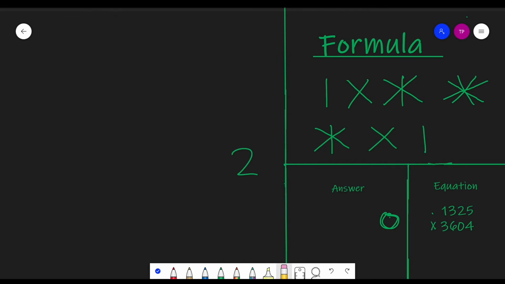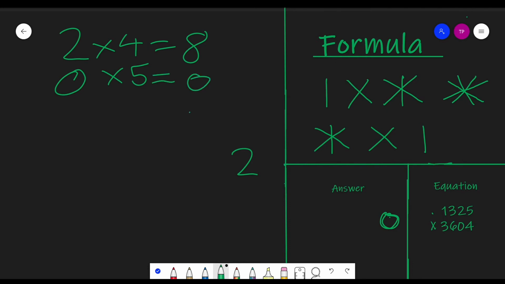And next step is gonna be 2 times 4, which is 8, and 0 times 5, which is 0, and plus the 2, so 10. I'm gonna write down the 0 and carry forward the 1.